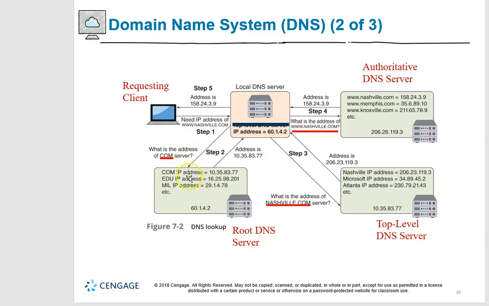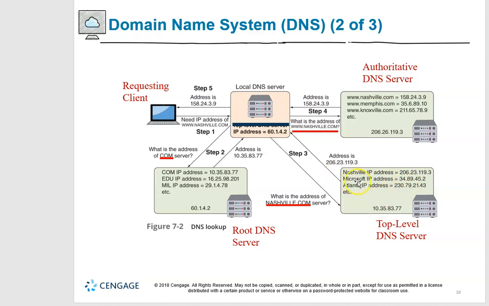So what it does is it helps the process along the way by resolving this first part, the COM server. So you can see it has COM, EDU, MIL, and a bunch of others, and it says, well, I don't know, but here's your COM IP address. You can ask them. So that address is sent back, and then there's a subsequent lookup to that address that you can see right here at the so-called top-level DNS server. What it has in its database is not the ultimate answer, but it has the addresses for Nashville, Microsoft, and Atlanta. And it says, well, I can give you part of the answer.